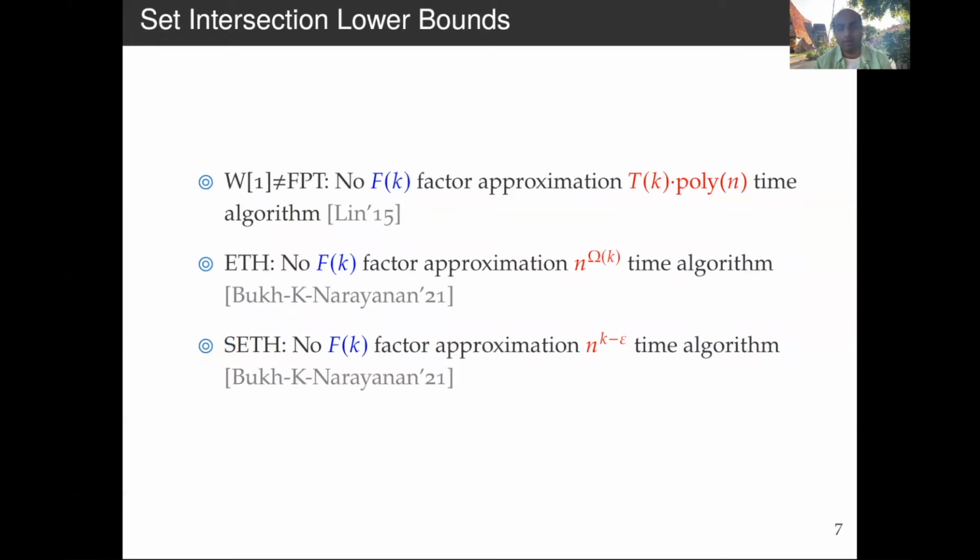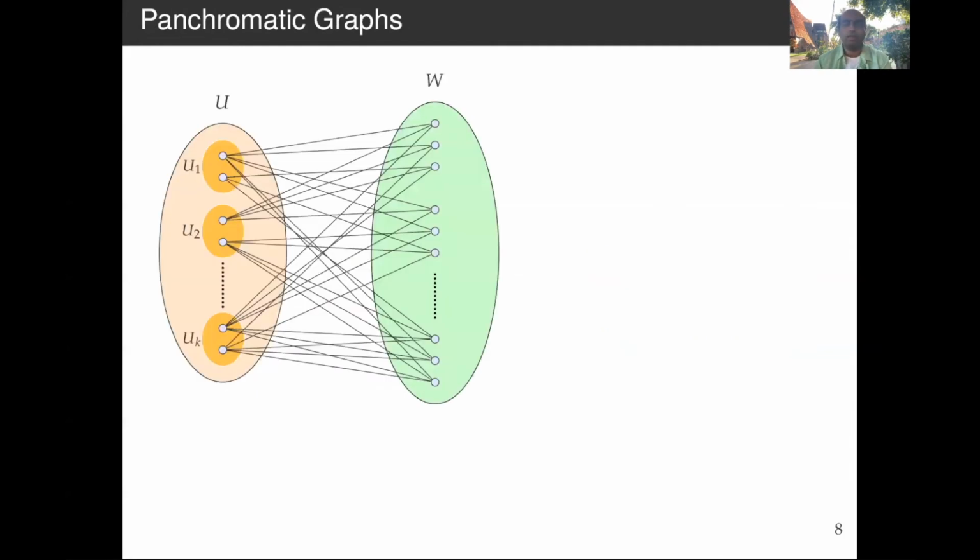So in other words, we now have a tight understanding of the set intersection problem. Assuming W[1] is not equal to FPT, we can rule out any f of k factor approximation in FPT time. We can rule out any f of k factor running in n to the little o of k time. We can rule out any f of k factor running in n to the k minus epsilon time. So we now have a tight understanding from our work of the k-set intersection problem. And the main technical object that we built in order to prove the equivalence between the uncolored and colored versions are these things called panchromatic graphs.